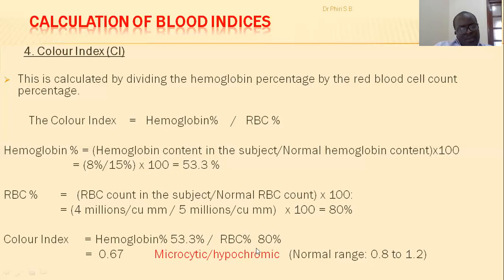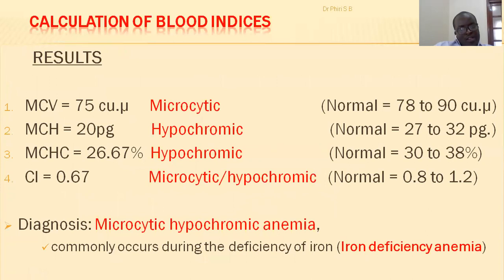So with this subject, what will be the overall results? In terms of MCV, the cells are smaller, microcytic. MCH is less, we had 20 picograms, so it's hypochromic. MCHC is less, we had 26.67, which is hypochromic. And then the color index was also less, 0.67, which is microcytic hypochromic.